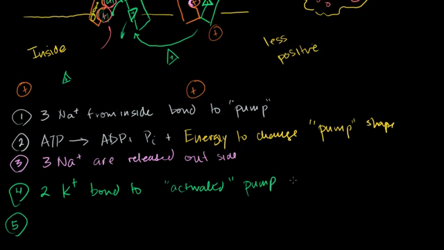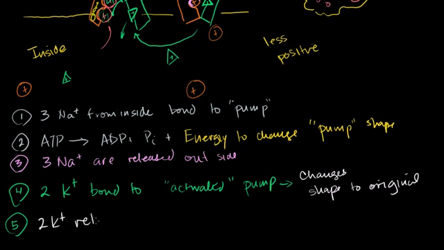So step 5, the pump changes shape to original. And then once we're in the original, those 2 potassium ions are released inside the cell.